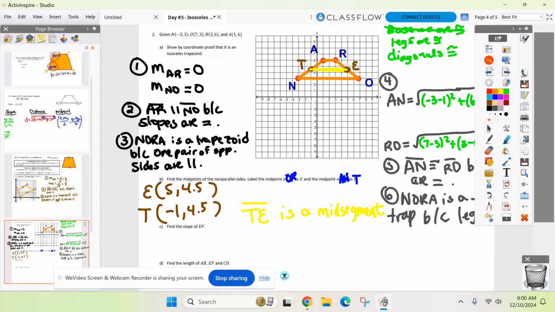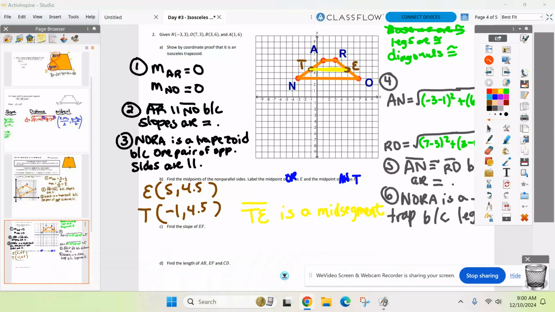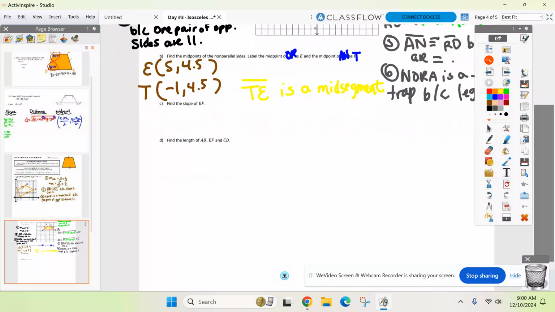Before we end today, there's two things I need you to know about a midsegment. If you know it's a midsegment, there's two things. I'm not going to give it to you like usual. I want your help finding them. This should be a quick one. Anybody tell me the slope of TE? From our work today, we don't even need the formula. What's it going to be? It's a horizontal line, so it's going to be 0.